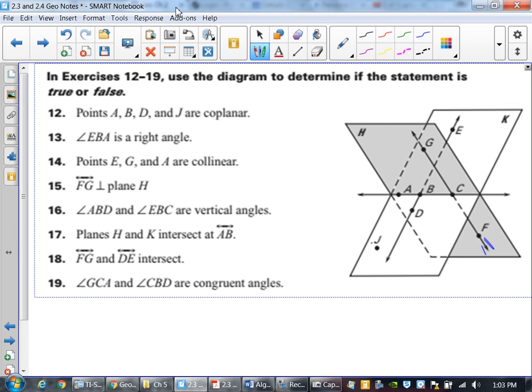Look at your picture. Look at your picture. Does it say anything on there that shows that those two are congruent to one another? No. What would it have to have? Yeah, the little tick mark things. Yep. It'd have to have those tick marks in it. Since it doesn't have it, you can't assume it.